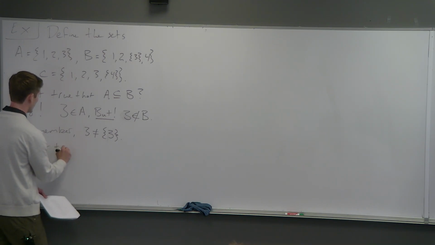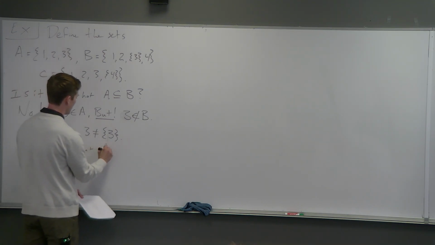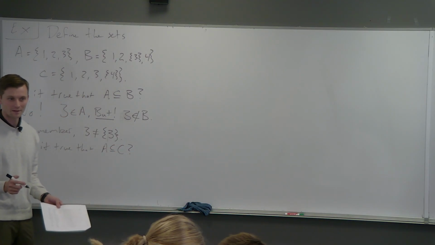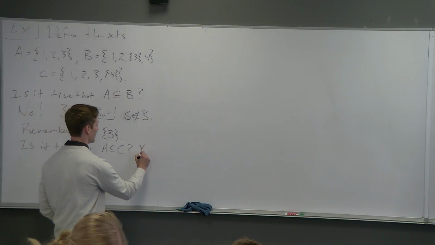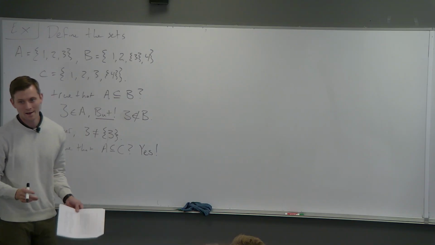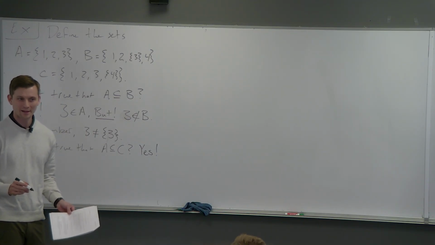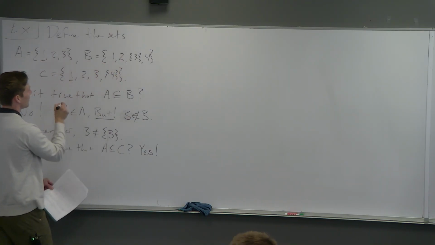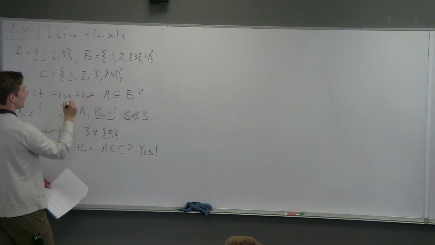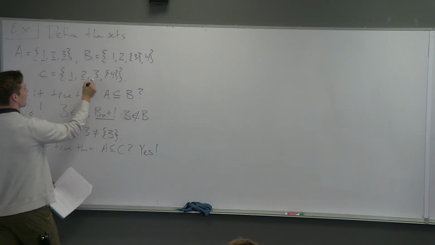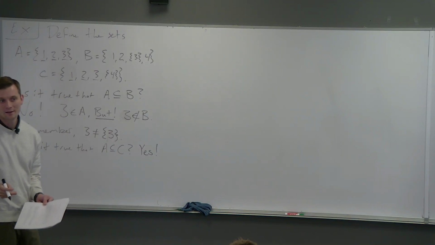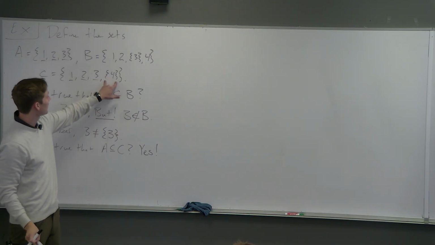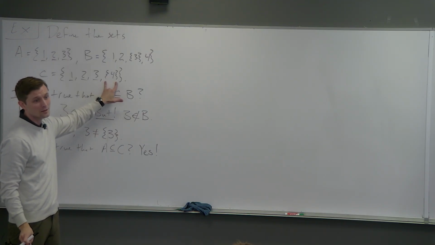Now, is it true that A is a subset of C? Yes. Why? Because every element of A is an element of C. 1 is an element of A, and 1 is also an element of C. 2 is an element of A, 2 is also an element of C. 3 is an element of A, and 3 is also an element of C. A and C, however, are not equal, since C contains an additional element, which is the set including the integer 4.